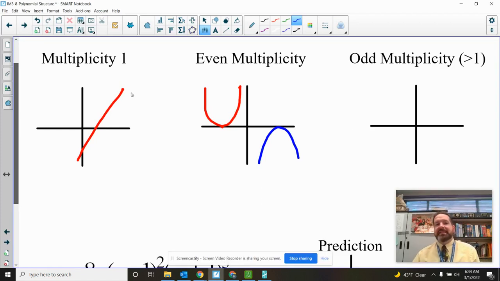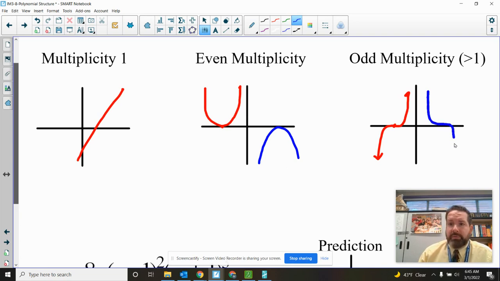Your odd multiplicities. Now, because 1 is an odd number and 1 is a separate category, we're talking here just about odd numbers bigger than 1. So 3, 5, 7, on and on. What you're going to get is this S shape. And again, I'm going to include 2 examples because it could be that you come up, kind of level off and go through. Or it could be that you come down, kind of level off and go through. That is what your odd multiplicities are always going to look like.